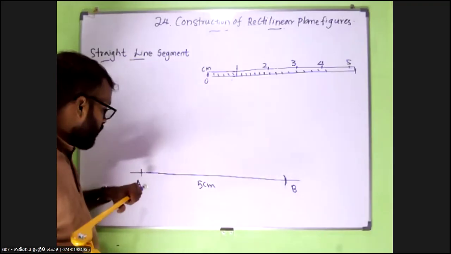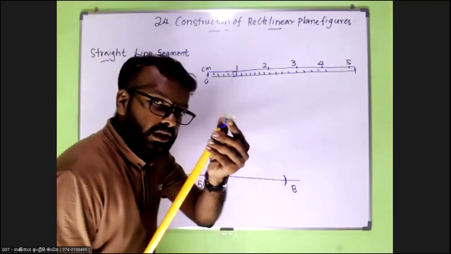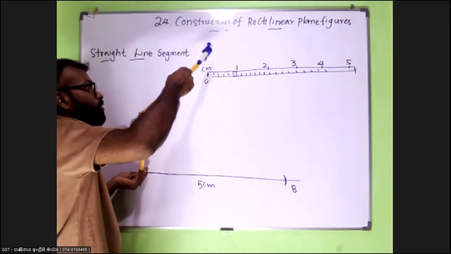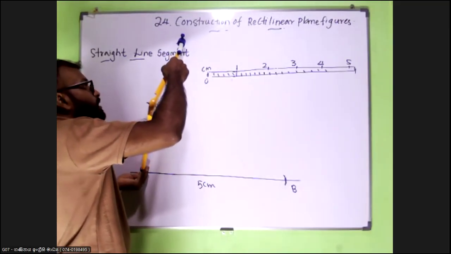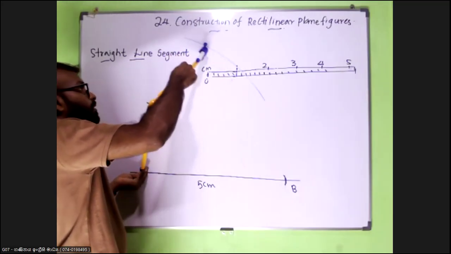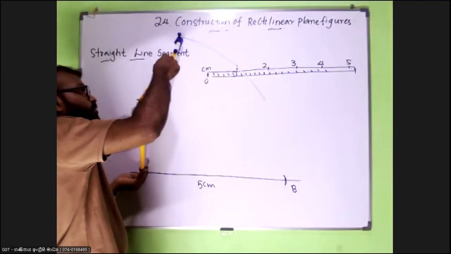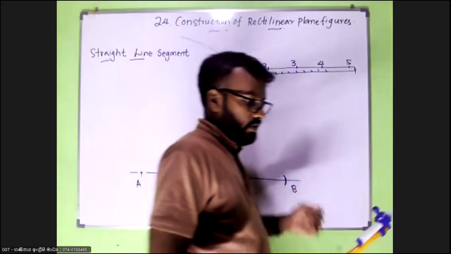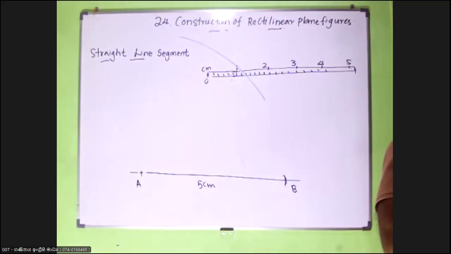First of all, you are going to place your compass point at point A. Then you are going to draw an arc somewhere around here, like this. Please do that. Please draw an arc somewhere around here, at the top. I think you cannot see it. I will remove the blue marker.